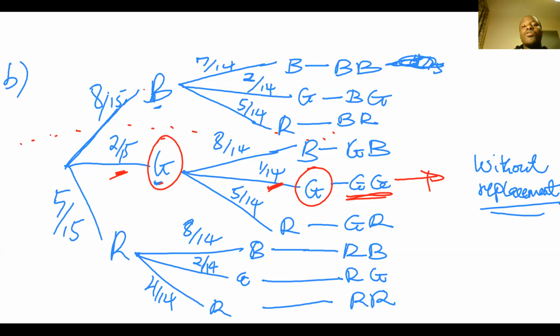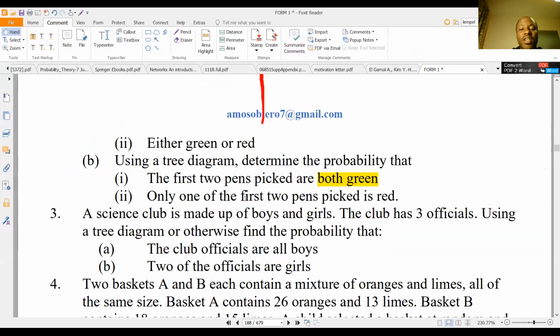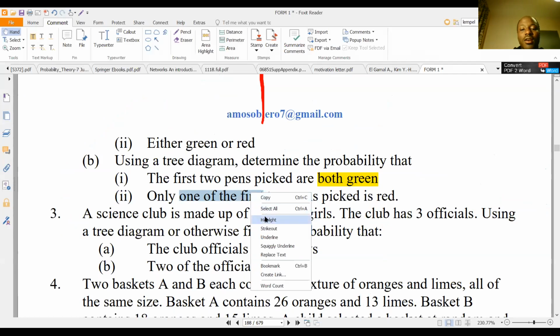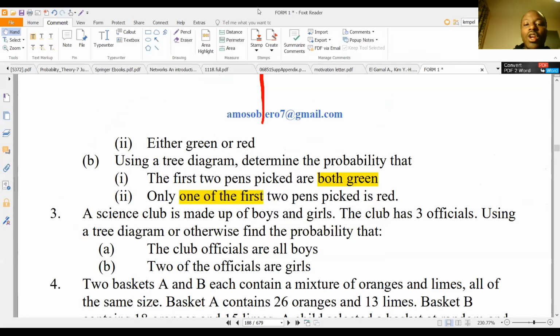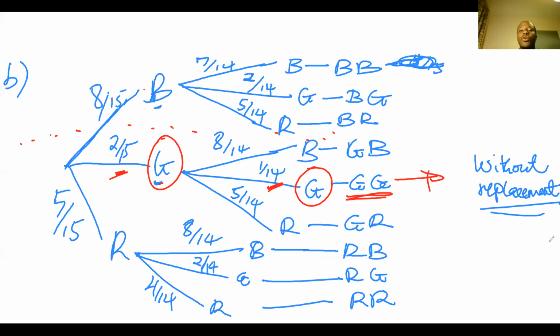So we need to go to the question. Part B is the probability that only one of the first 2 pens picked is red. So one of the first two pens picked is red. So that means when it's both red, red, that is not an option. Only one of the first two pens picked is red. So some students fear these questions with so many words. Don't fear them.